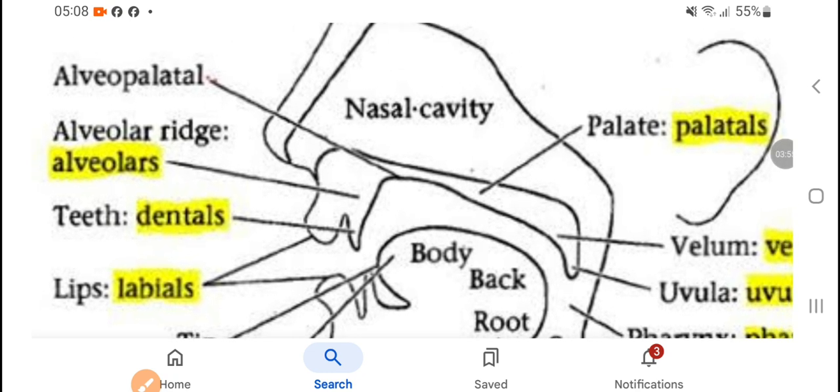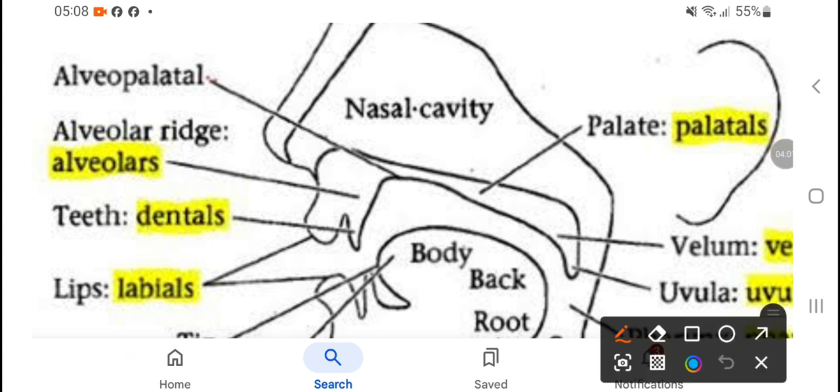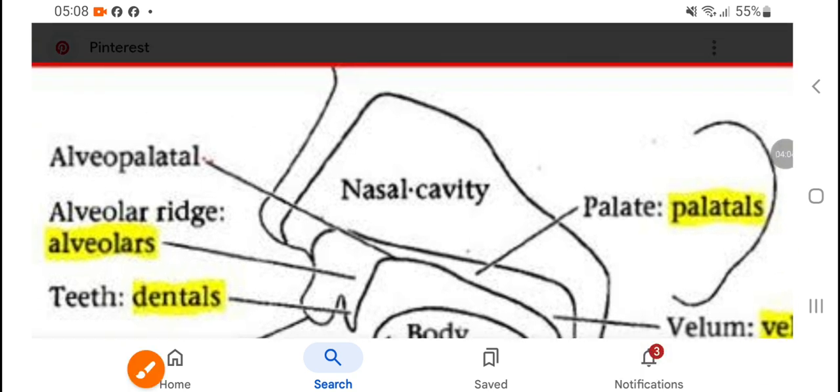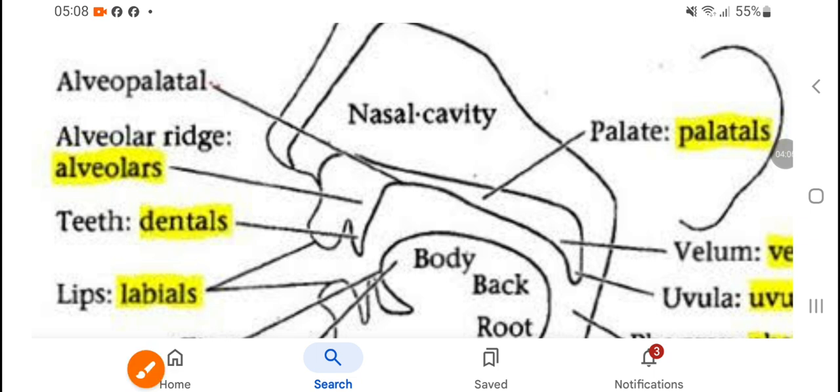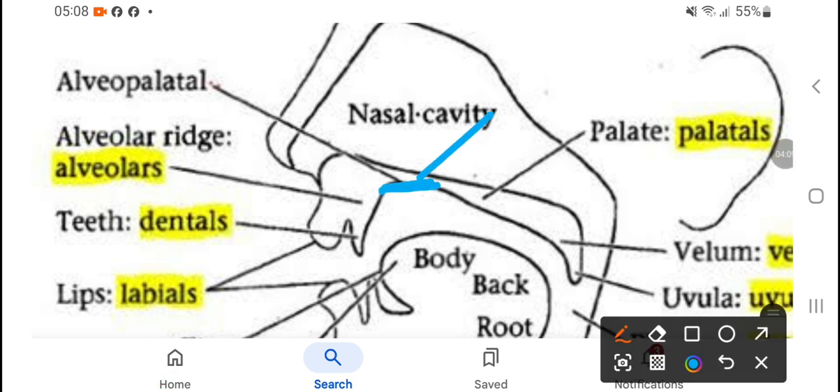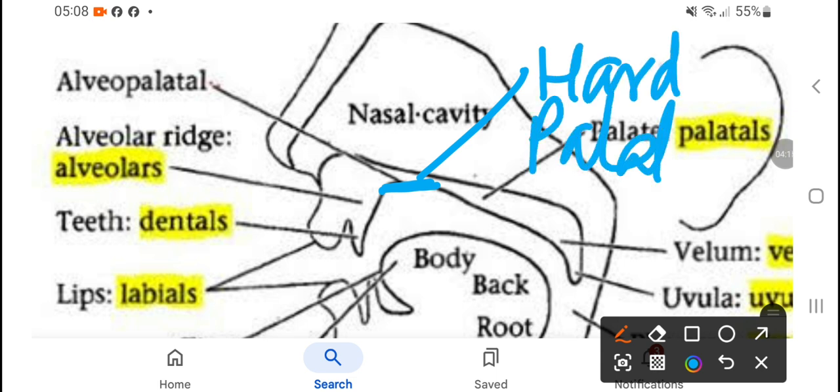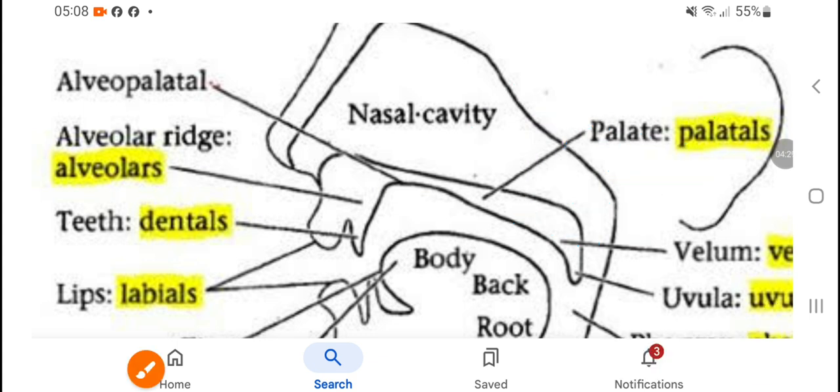Okay, now come to the next part, which is called the hard palate. I'll tell you, hard palate. So this is called the hard palate. And this back part is called the soft palate. Soft palate, I'll tell you later on. Okay, so now, which is called the palate, right? Hard palate, soft palate.